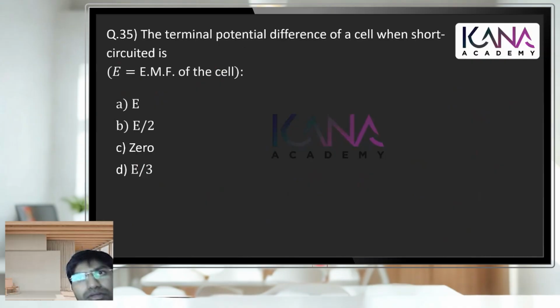Okay. So, the terminal potential difference of a cell when it is short circuited. What does short circuit mean? It's that the external resistance R becomes 0. So the terminals are directly connected, which means the terminal voltage will be 0. That's option C.